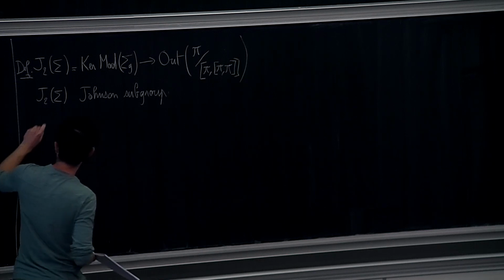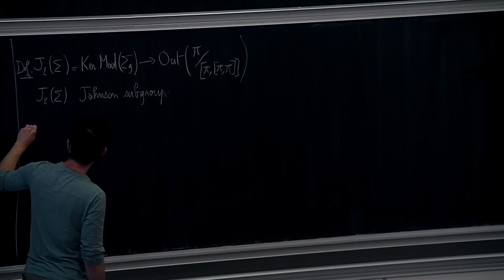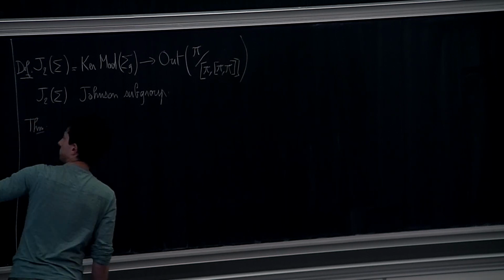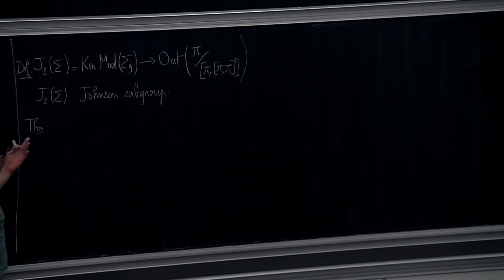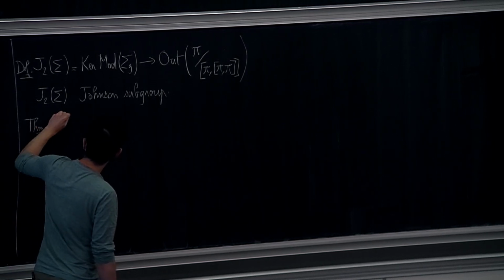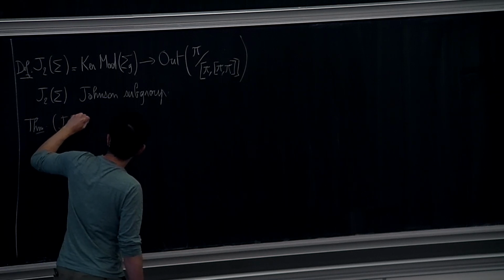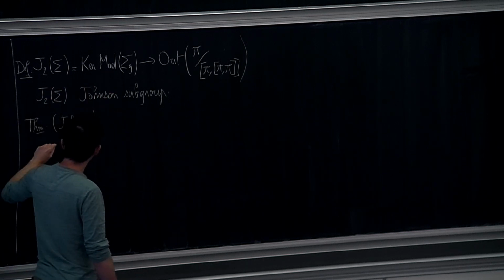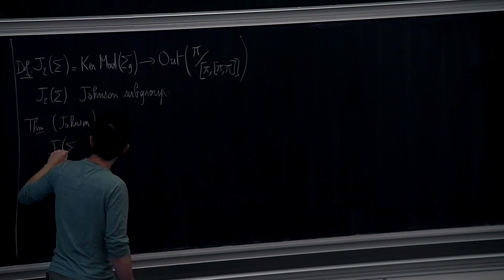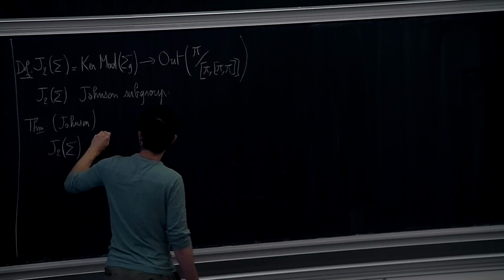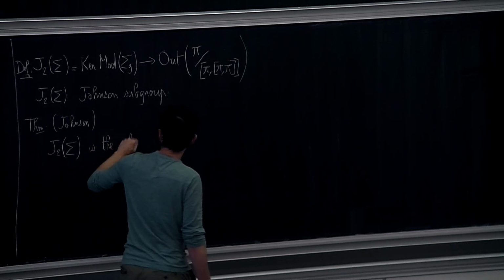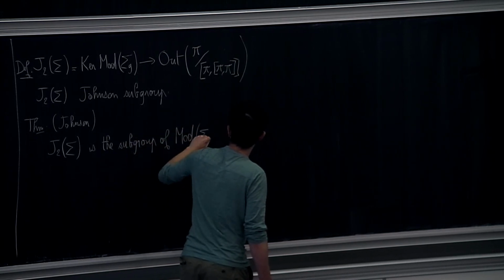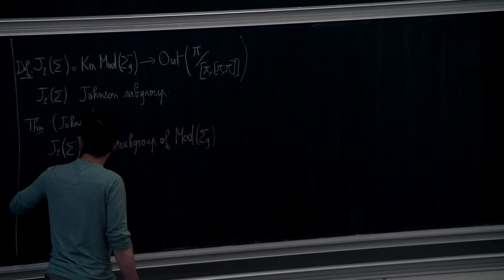Okay, so now I can... Well, before I state the final version of this theorem, just a remark, which is a theorem by Johnson from the 80s, which will give you a more concrete way of thinking of this subgroup: J2 of sigma is the subgroup of Mod(Σg) generated by separating twists.